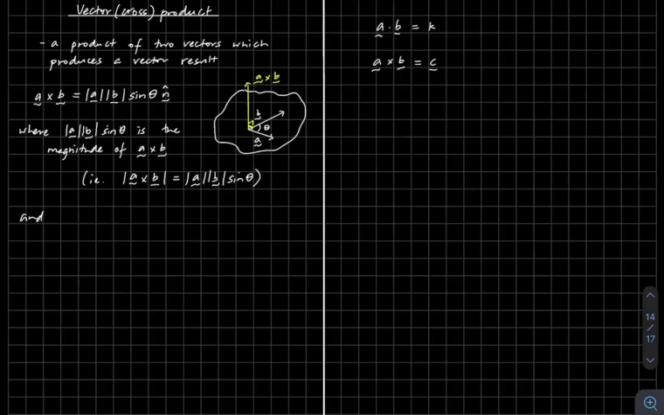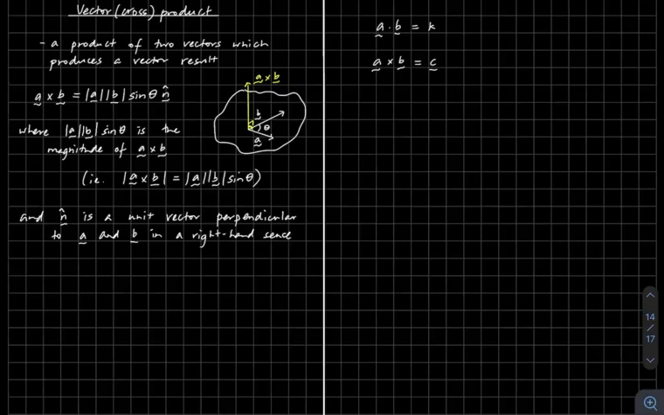And n, with that little hat on, indicates that it's a unit vector. So n is a unit vector perpendicular to A and B in a right-hand sense.